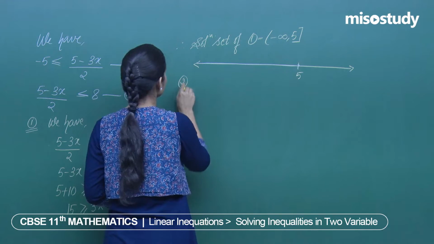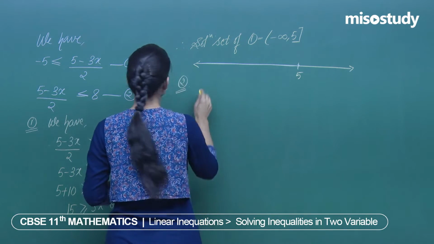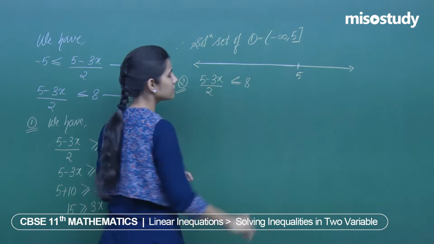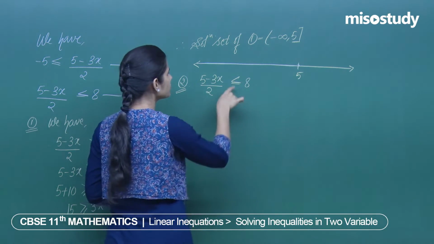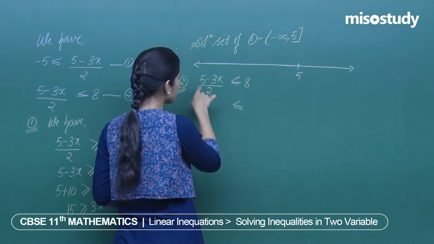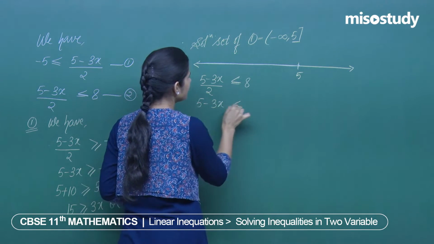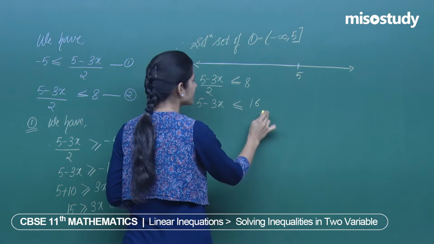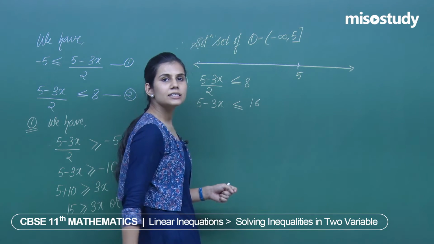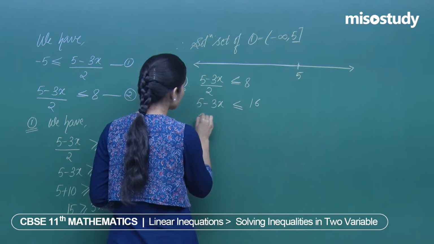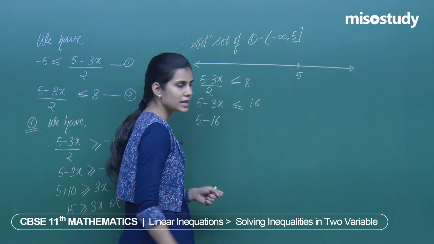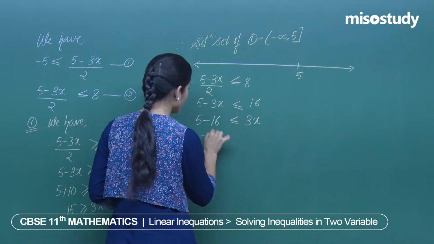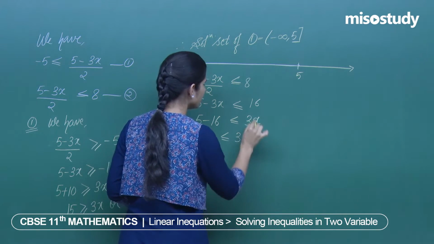Talking about the second one, (5 minus 3x) upon 2 is less than or equal to 8. Multiplying both sides by 2, 2 is positive, the inequality won't change. The 2 cancels out. 5 minus 3x is less than or equal to 16, since 8 into 2 is 16. Now I am adding 3x both sides and subtracting 16 from both sides, which gives me this. And from here you have minus 11 is less than or equal to 3x.